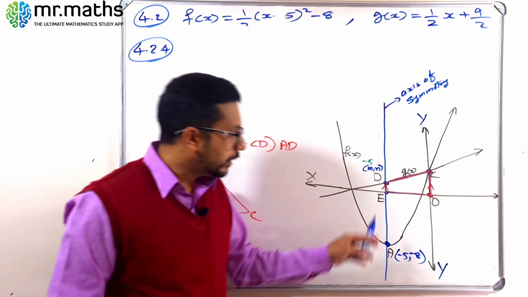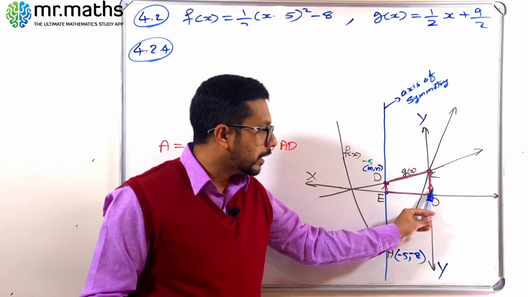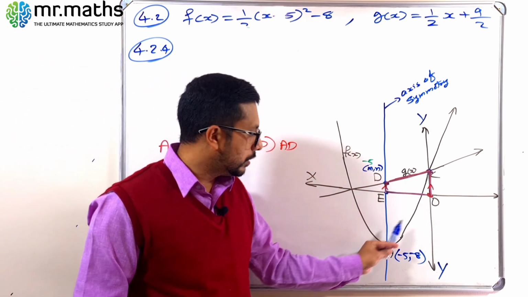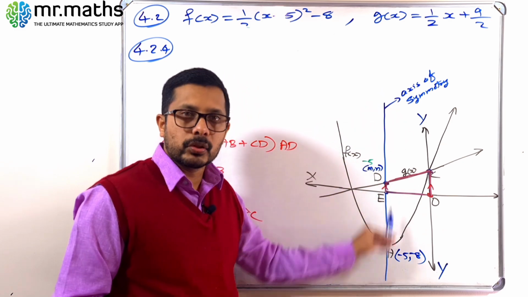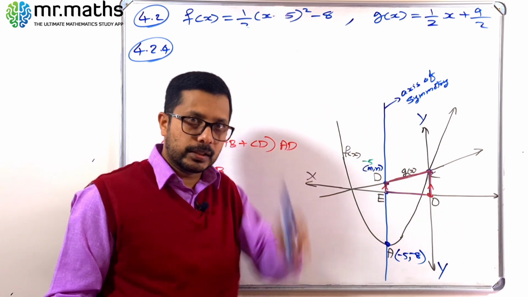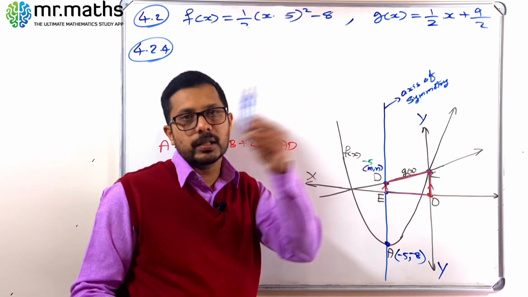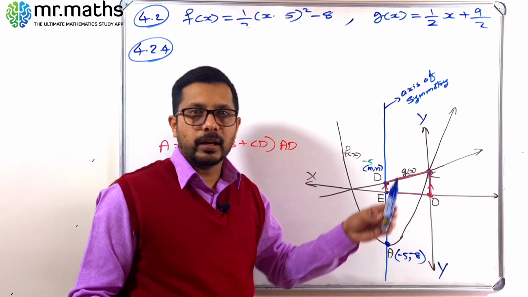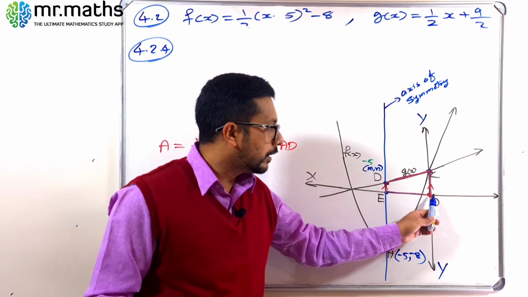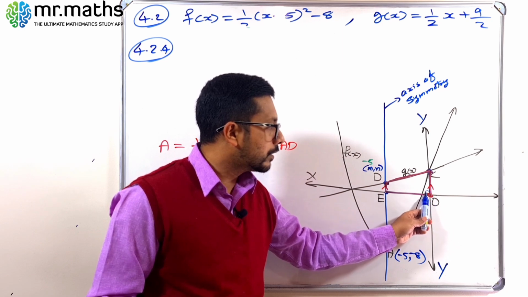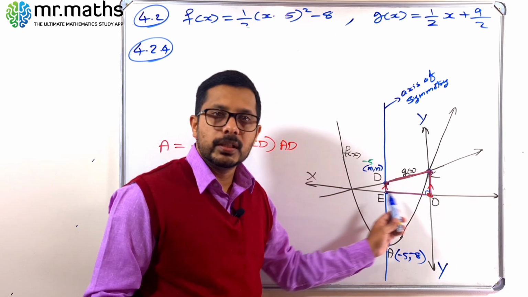Here you can see that this line and this line are parallel because this line is the axis of symmetry. The axis of symmetry is perpendicular like this, and the y-axis is also perpendicular. That means this y-axis and this axis of symmetry are parallel lines, and this angle is 90 degrees. So this is the height, OE is the height.